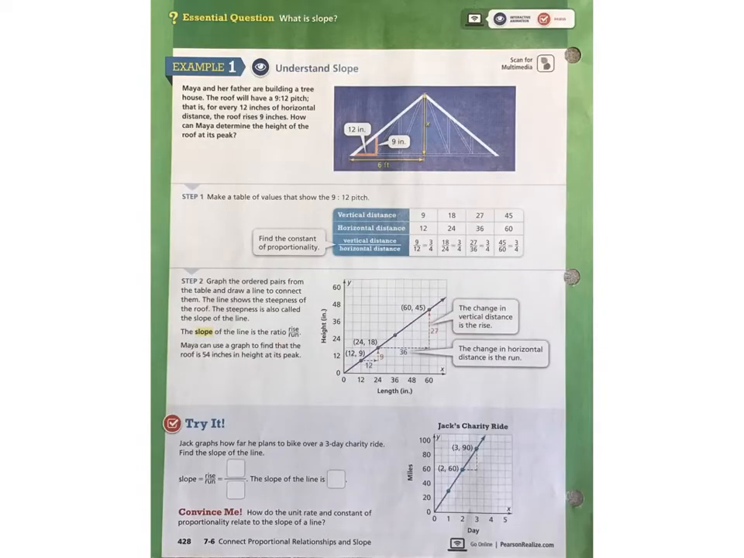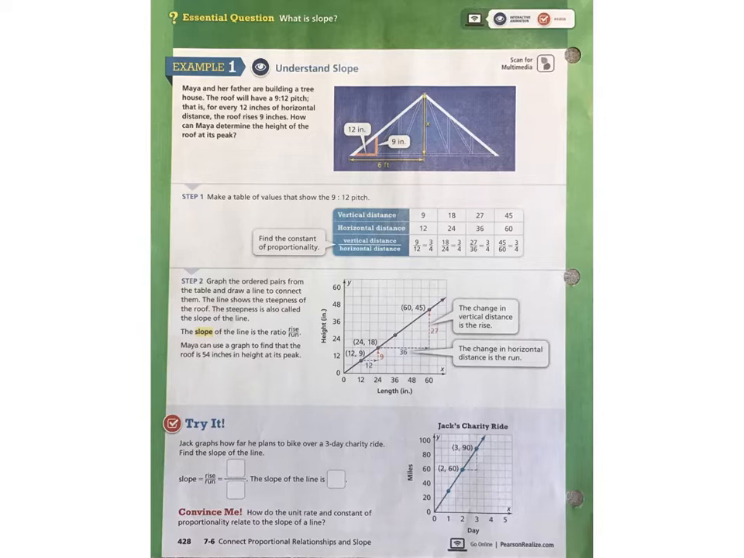In example 1, we aim to understand what slope is. And what you'll find is that it's a very familiar concept, just with a new name. Maya and her father are building a treehouse. The roof will have a 9 to 12 pitch. That is, for every 12 inches of horizontal distance, the roof rises 9 inches. How can Maya determine the height of the roof at its peak?